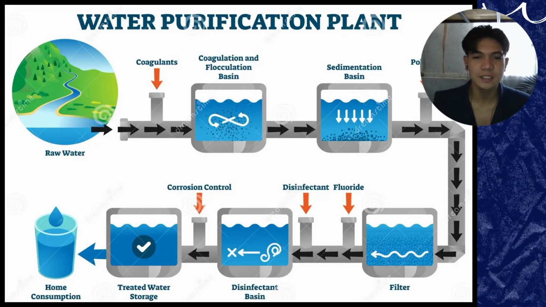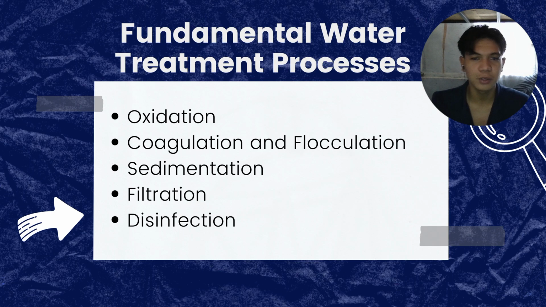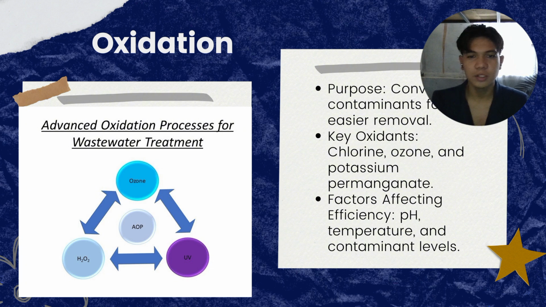So as you can see in this picture, it shows the fundamental water treatment processes. So let's talk about those processes. The first one is oxidation. Oxidation is a chemical process that converts contaminants into a state that can be filtered or removed. It is used to remove inorganic substances such as iron, manganese, and arsenic, and it eliminates taste and odor-causing compounds. Common oxidants include chlorine, ozone, and potassium permanganate.